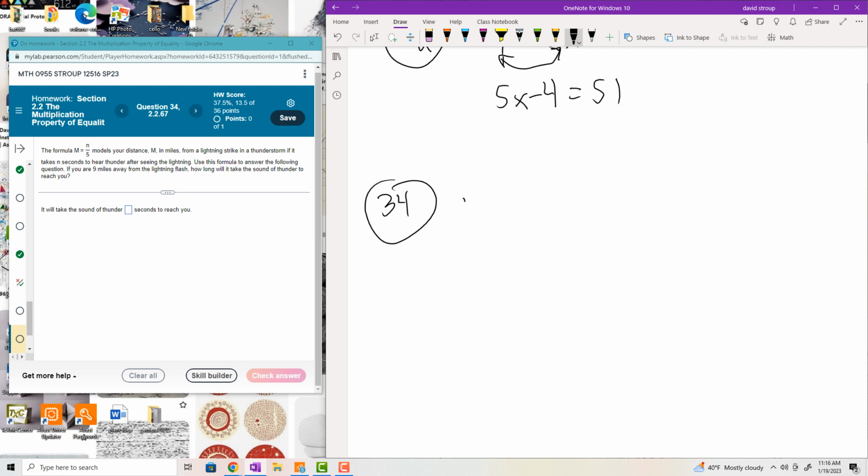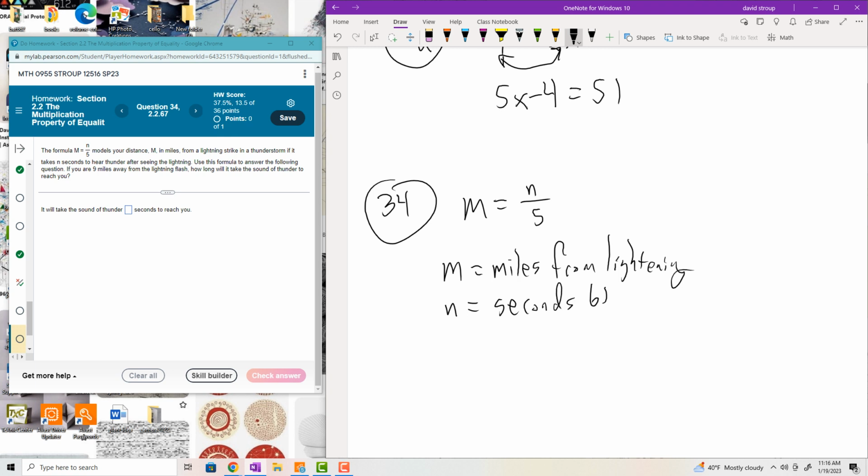All right, so if we get problem 34, they give you this formula, m equals n over 5. M is going to be the miles from the actual lightning strike. And then little n is going to be the seconds in between that gap, between seeing the lightning and hearing the thunder. And I butchered the word lightning. Sorry about that, I put an E in there. Lightning and thunder. Okay. So I like to define my variables, write them out so I can reference that rather than having to search for them in this huge paragraph. And then I'm going to go back here and read it.